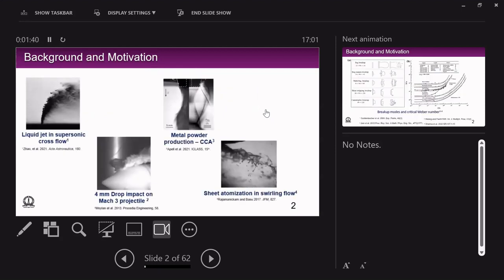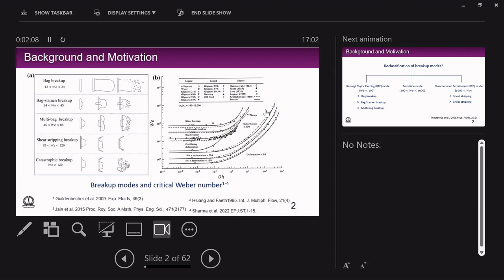This is, for example, a liquid jet in a supersonic flow. This is a metal powder production, which is basically from Nicholas Appel's thesis. And this is sheet atomization in a swirling flow from our group. And this is a 4 millimeter drop impact on a Mach 3 projectile. What all of this shows, these are droplets which are encountering high-speed flows, essentially. And some of them are shocks. And yeah, these three are shocks. This is not a shock, but still fairly high speed to begin with.